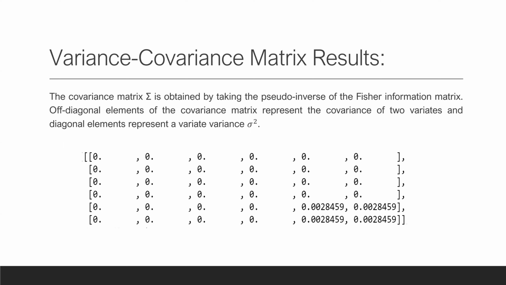And for the variance-covariance matrix, the covariance matrix is obtained by taking the pseudo-inverse of the Fisher information matrix. The reason that we use the pseudo-inverse was that we couldn't take the inverse of the Fisher information matrix because it was a singular matrix and didn't have an inverse, so we used the pseudo-inverse instead. Off-diagonal elements of the covariance matrix represent the covariance of 2 variables, and diagonal elements represent the variance of the variables. And as you can see, the last 2 variables, which represent the weight and bias of the hidden layer, gave us non-zero variance.